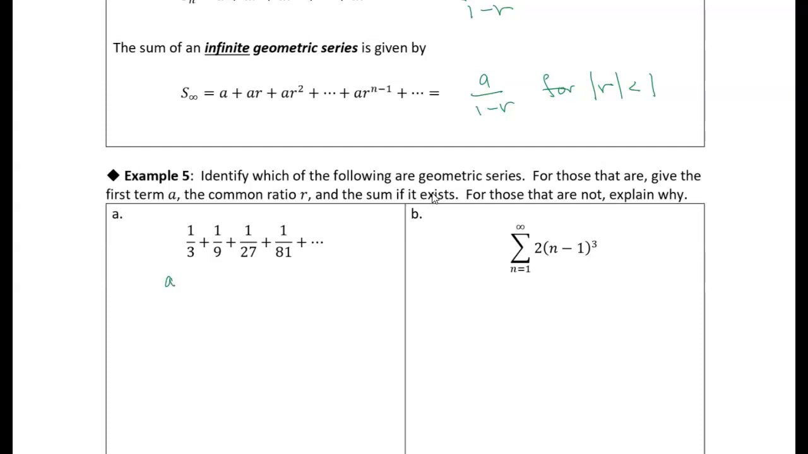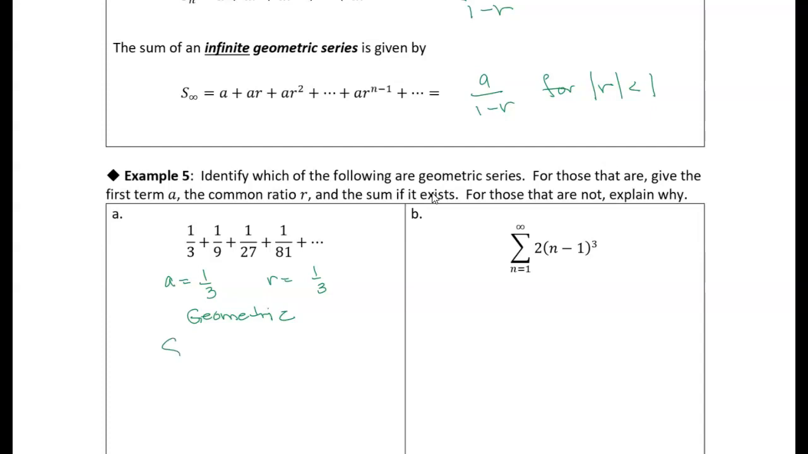So in the a value, that's just our first term, right? So that's 1/3. And our r is also 1/3, right? Because we're just taking each term in the sequence and multiplying it by 1/3 to get the next term, right? So our common ratio is 1/3. And since it has a common ratio, it is geometric. Okay.